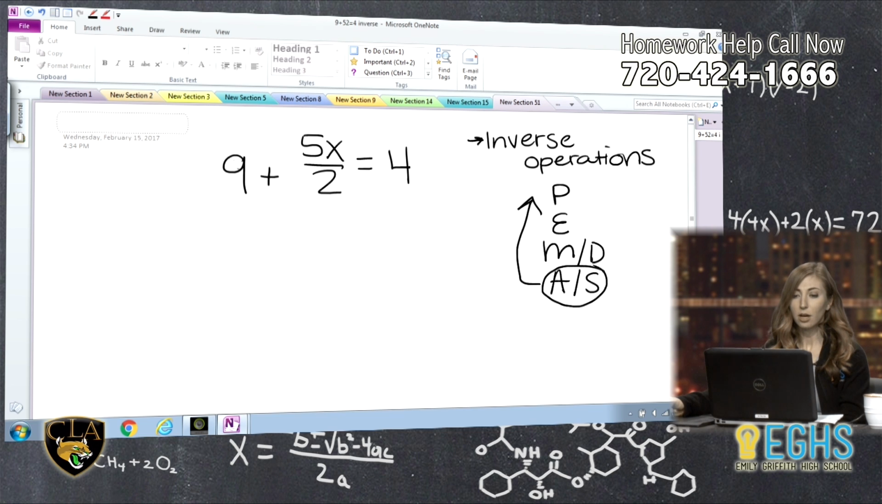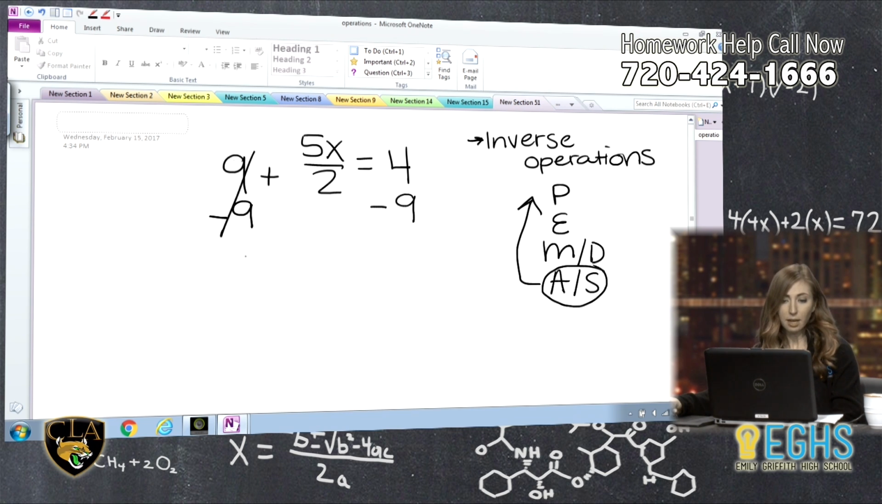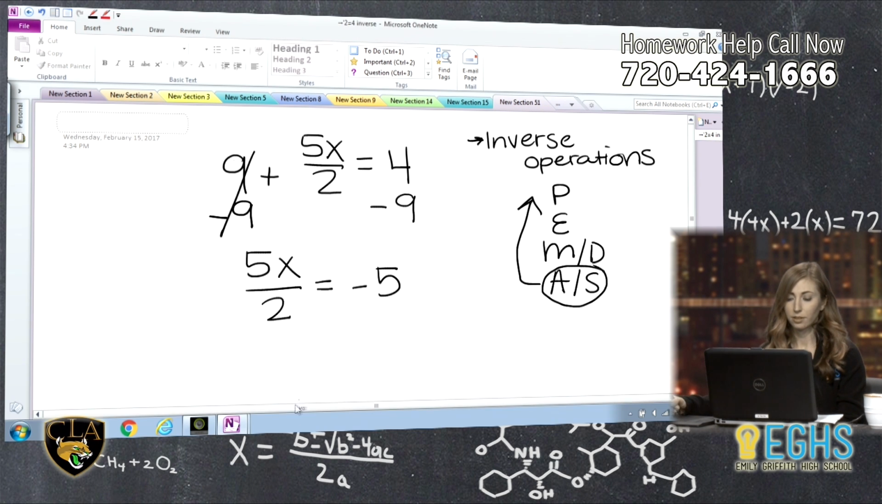You can see that 9 is being added to it. So we're going to undo that by doing the inverse, which is subtracting 9 from both sides. That undoes that part, and I have 5x over 2 equals 4 minus 9, which is going to give us -5. So we're done now with undoing any addition and subtraction.